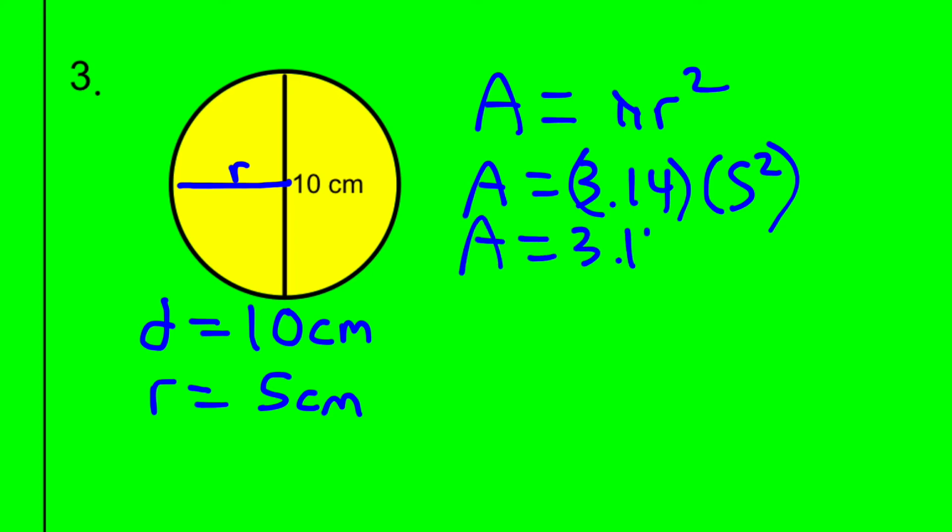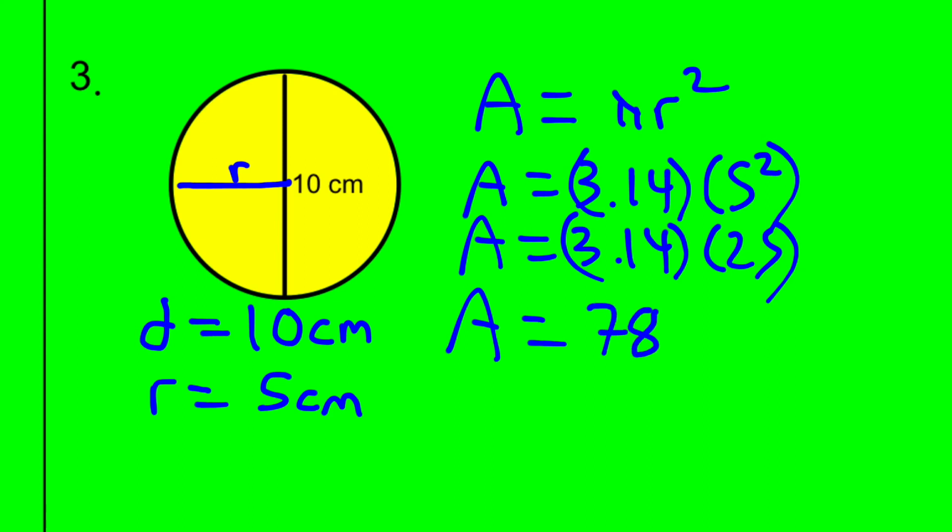So that's 3.14 times 25, and then we can work that out. 3.14 times 25 equals 78.5 centimeters squared. So the only thing you got to remember to watch out for is that it's the area math equation that requires radius. It's the circumference math equation that requires diameter. So you got to be able to flip from diameter to radius pretty easily.